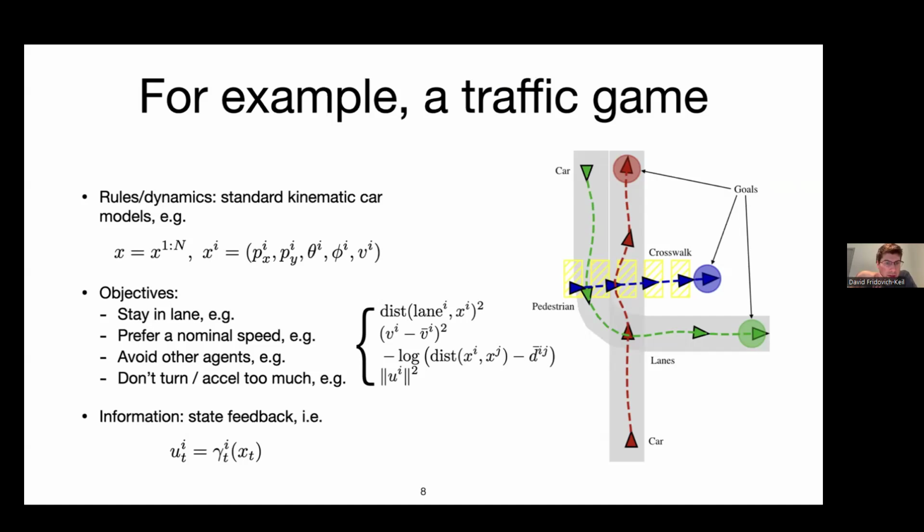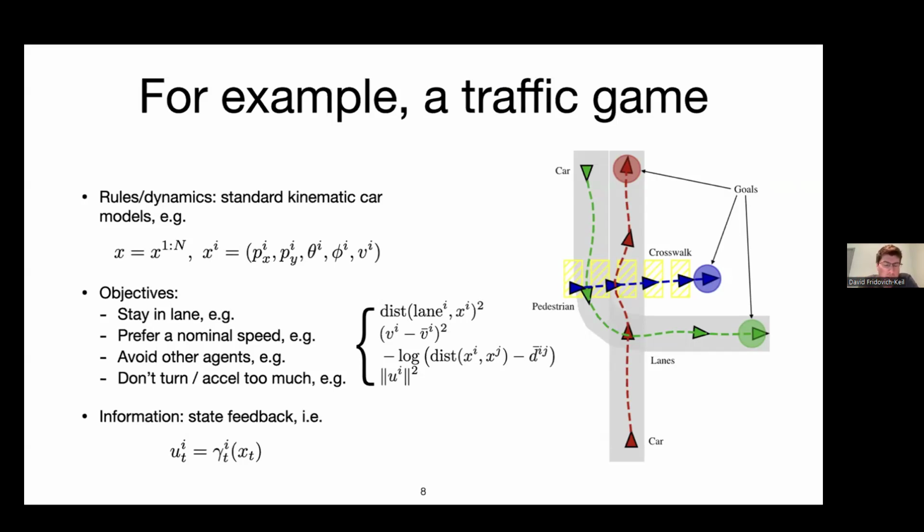Again, 3 decision makers. You could write down the dynamics just by writing down the kinematics of a car or a model of a pedestrian or whatever. So keep track of things like position, speed, headings, etc. for each player. The objectives, there are all kinds of ways to model what drivers or pedestrians might want. But here's a few, think of them as basis functions if you like, but there's all kinds of ways to model this stuff.